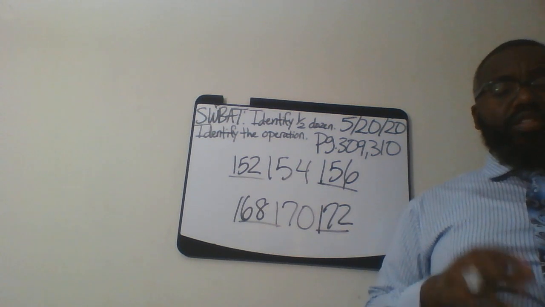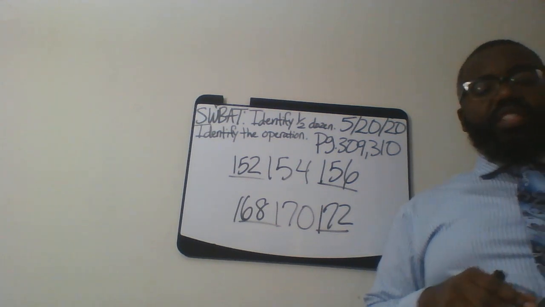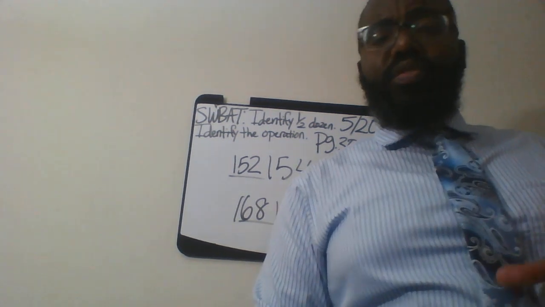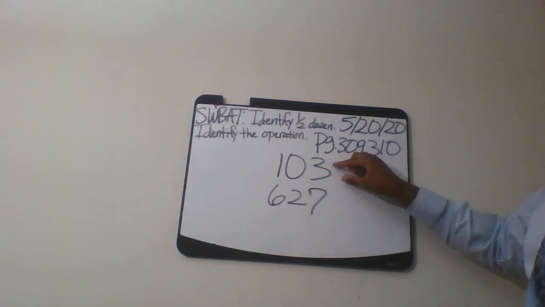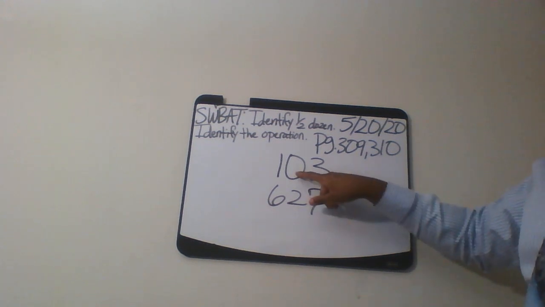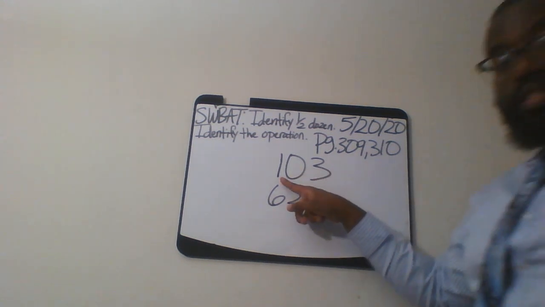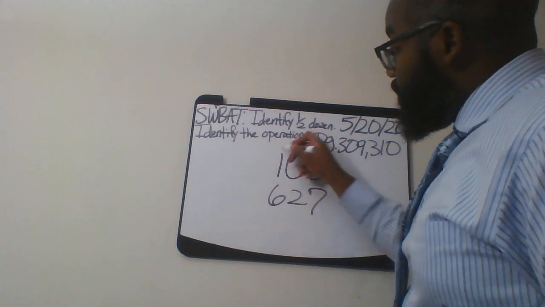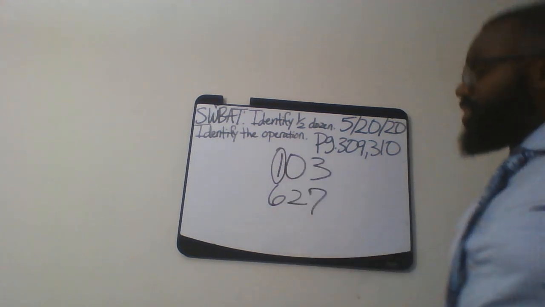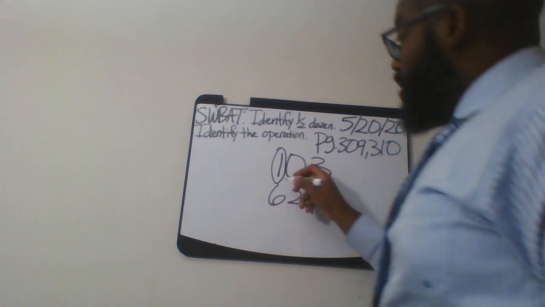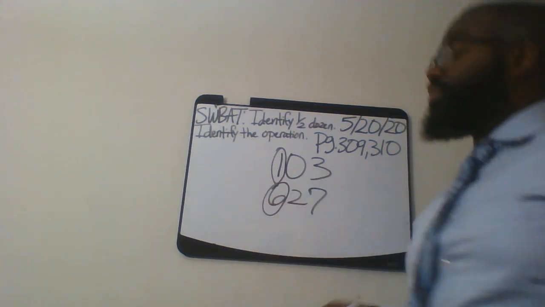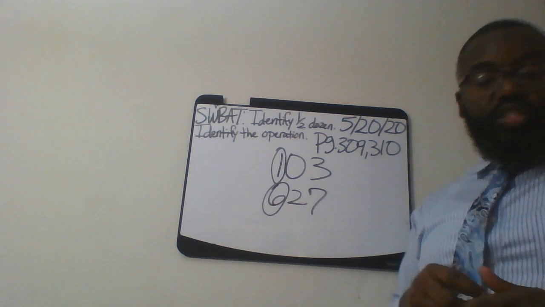Let's move on to number 4. Number 4 wants us to circle the digit in the hundreds place. So let's do a few examples for those. Let's start off with number 103. Notice ones, tens, hundreds. So I will circle the 1. Let's look at 627. Ones, tens, hundreds. We are looking for the digit in the hundreds place for number 4. So that's the digit that you will circle.